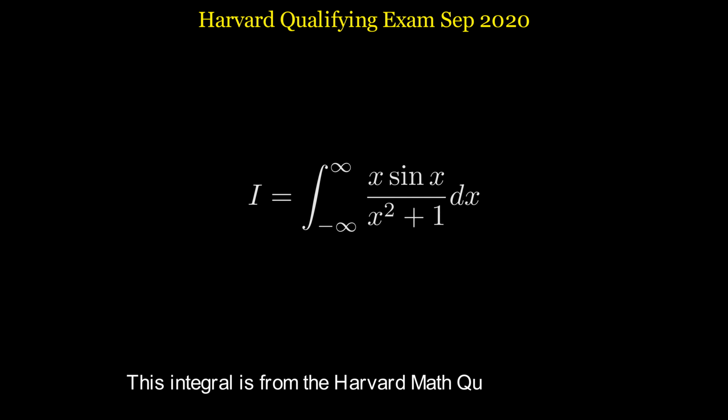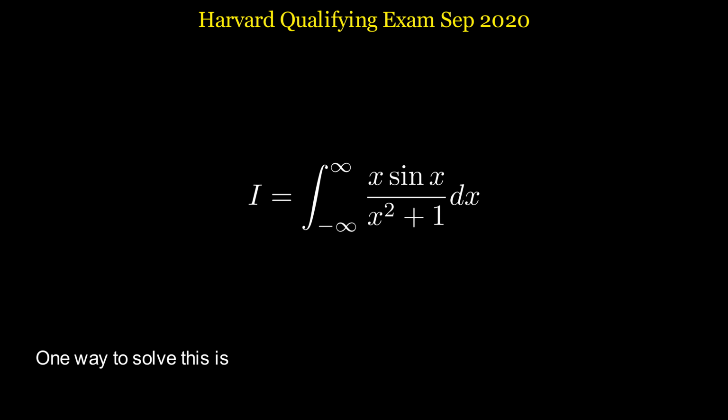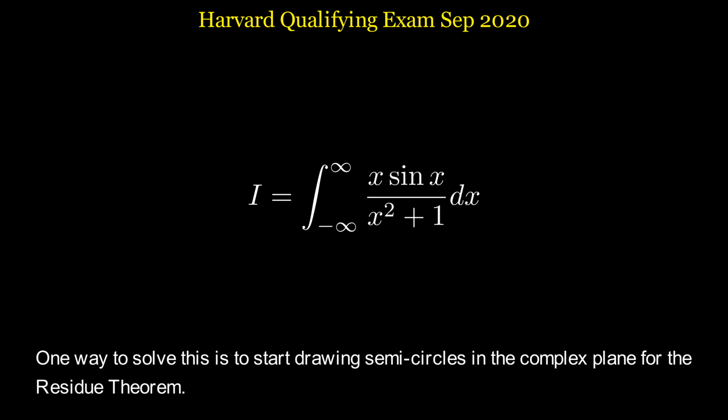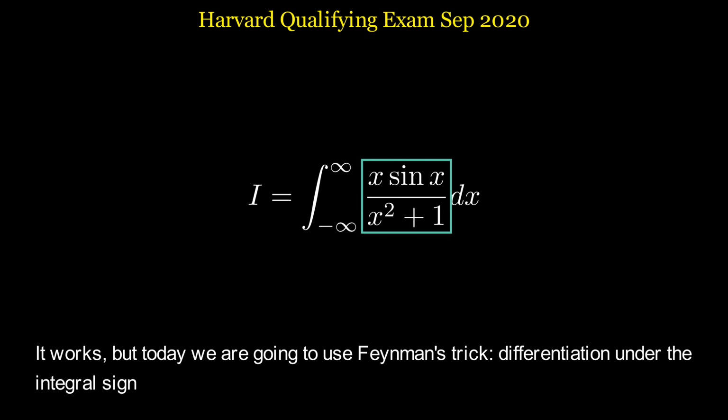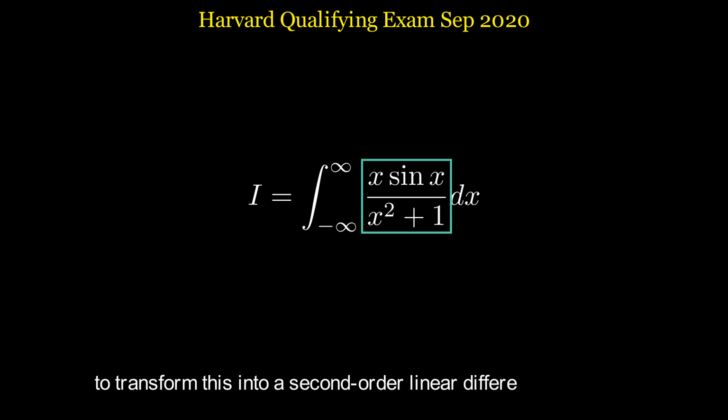This integral is from the Harvard Math Qualifying Exam. One way to solve this is to start drawing semicircles in the complex plane for the residue theorem. It works, but today we are going to use Feynman's trick, differentiation under the integral sign, to transform this into a second-order linear differential equation.